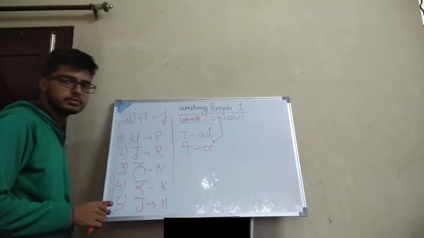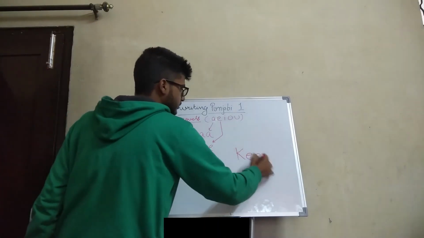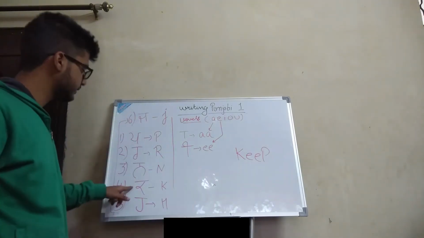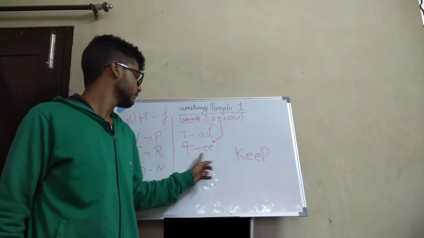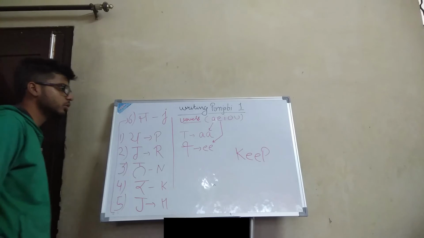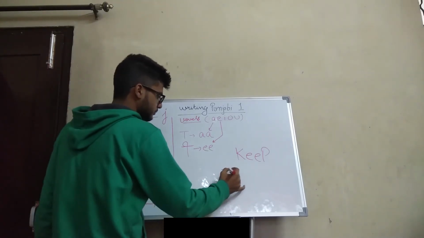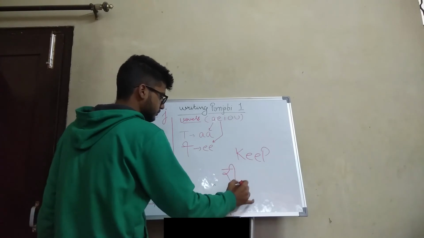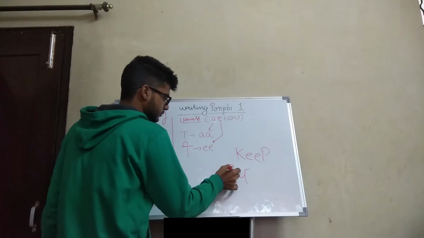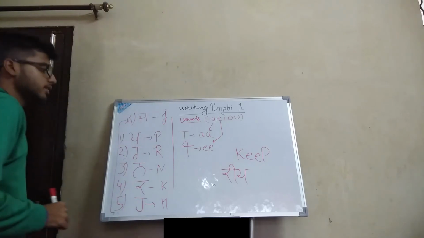So how to write keep? K-E-E-P, the English word. You need K, it's here. You need double E, it's here. And you need P, it's here. So try writing it. This is keep.